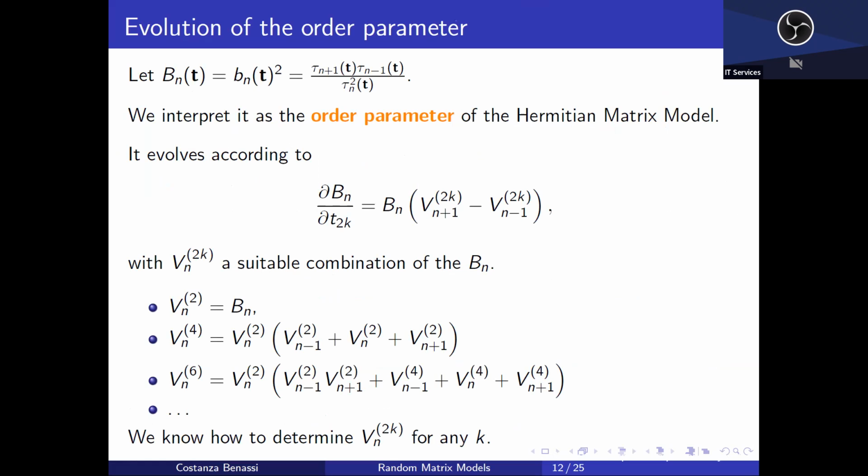By that, I mean that I'm going to try and understand how this one behaves in terms of the coupling constants. So in terms of this evolution, at the end of the day, it can be shown that this evolution has this form, where V is a suitable combination of the Bn, and this V is going to be different for each flow, of course.